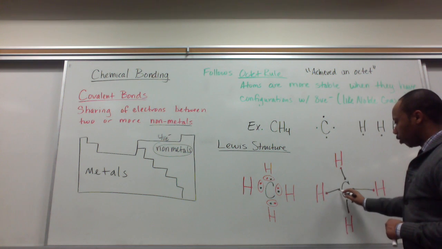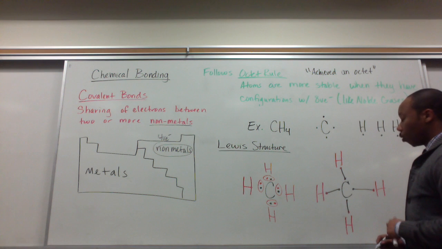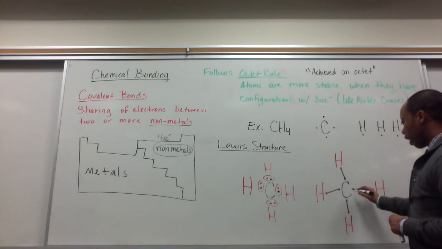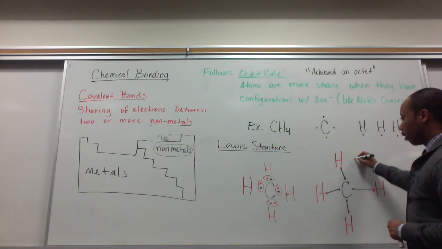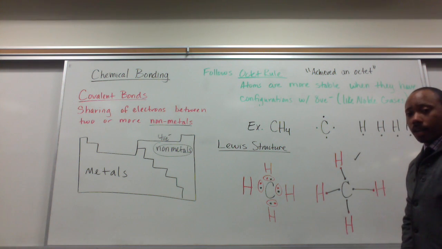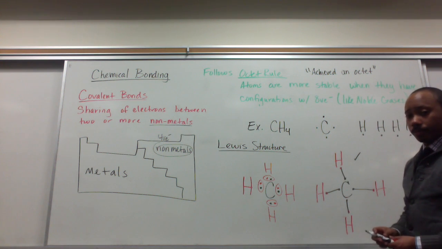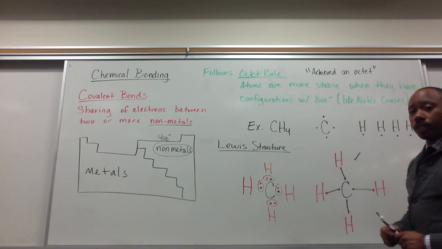This hydrogen has 1, 2. This hydrogen has 1, 2. 1 of its own valence electrons and 1 from the carbon. And this hydrogen has 1, 2. Everything has an octet. Everything is checked off. So these are called Lewis structures. Now, let's do an example.